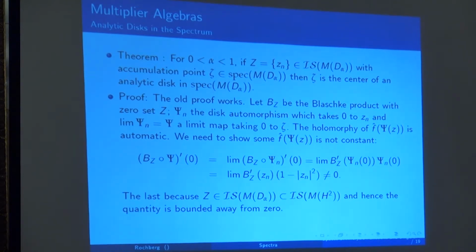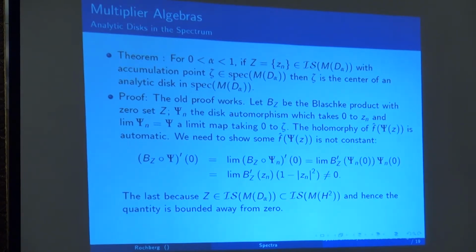There's a limit map. It takes 0 to zeta. It takes the disk into the spectrum. By just normal families considerations, f hat of phi of z is going to be holomorphic. The only thing that's not trivial is showing this map is not constant. And I will show it's not constant by evaluating its derivative at 0. So I want to evaluate the derivative at 0. The derivative of the limit is the limit of the derivatives.